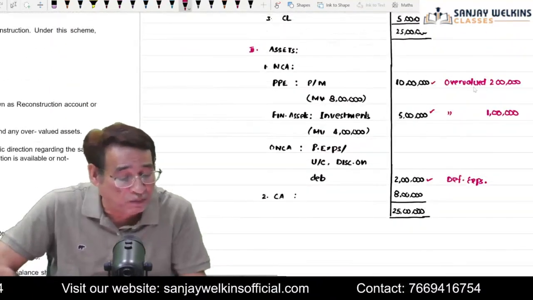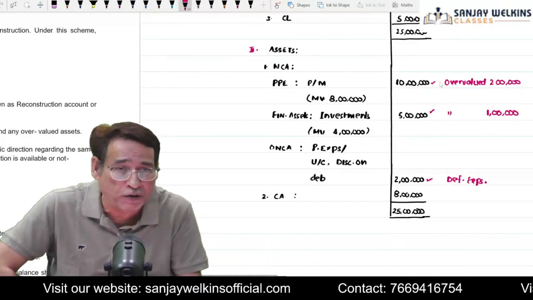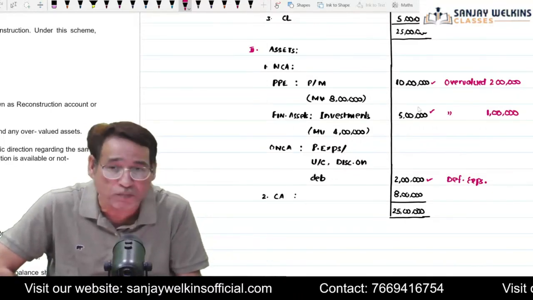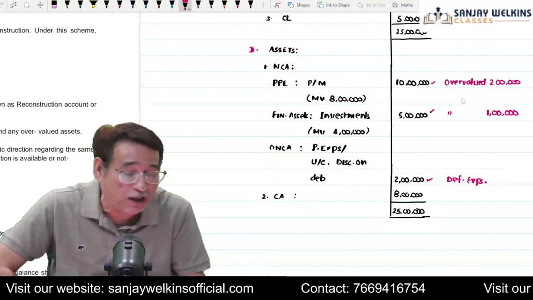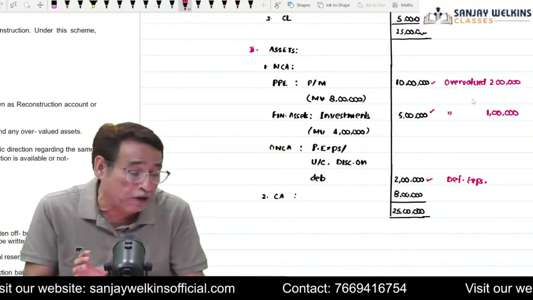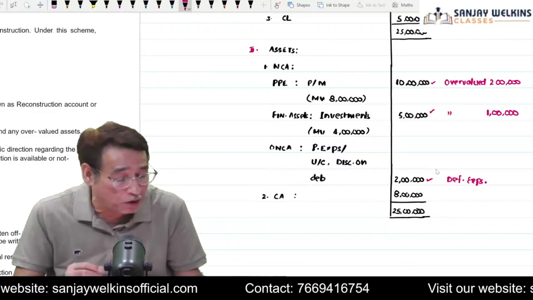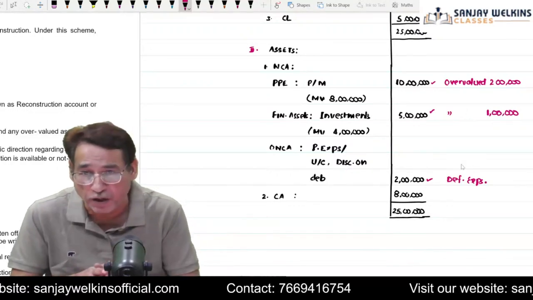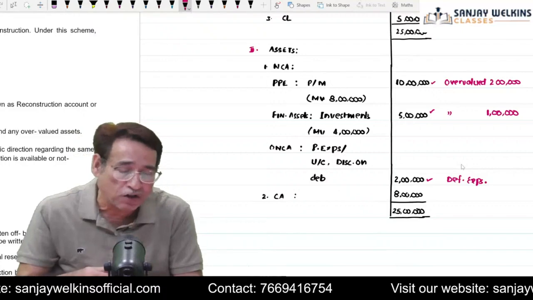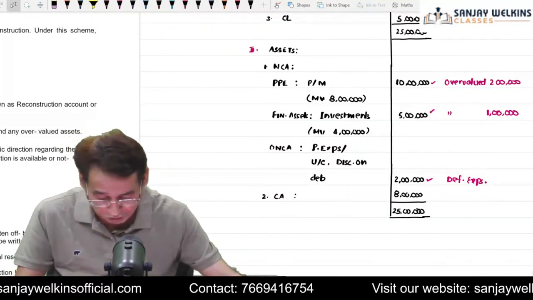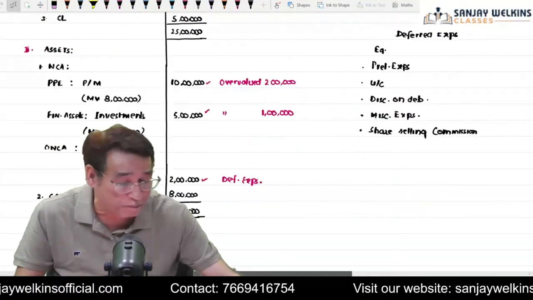Besides that, there are some overvalued items. Plant and machinery is overvalued by rupees 2 lakh. Investment is overvalued by rupees actually 1 lakh. So besides accumulated losses, there are some overvalued items. And in the balance sheet of this particular company, there are deferred expenditure. The presence of such items, I have also written for you already. Just have a look over here.